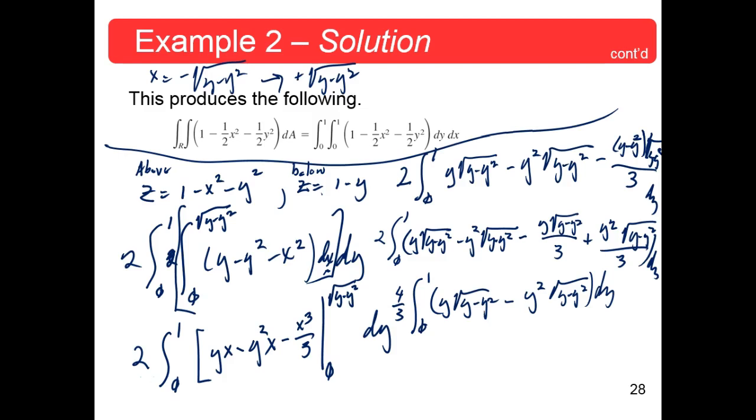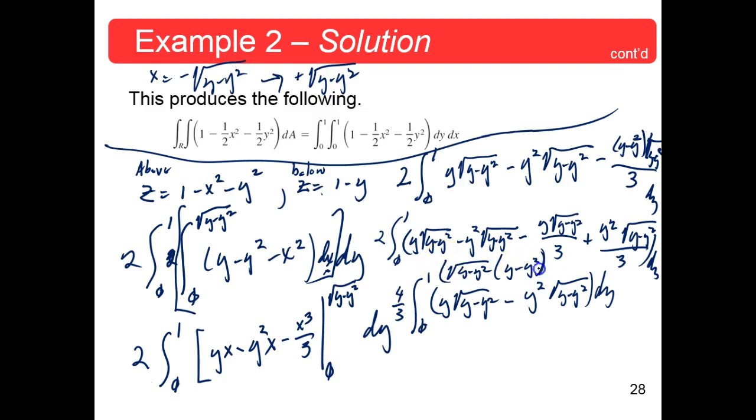Let me make sure that everything I've done is correct. Here's what this winds up being. If you factor out the square root of y minus y squared, then you have y minus y squared. So when you multiply those two together, that gives you y minus y squared to the 3/2 power. So that's how they write it.